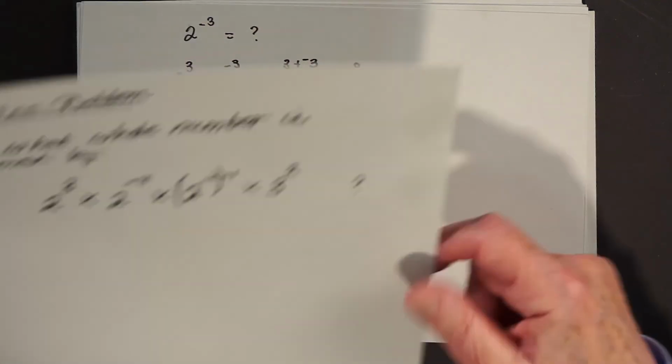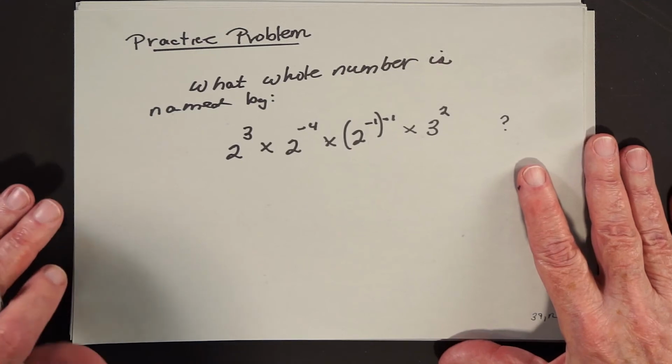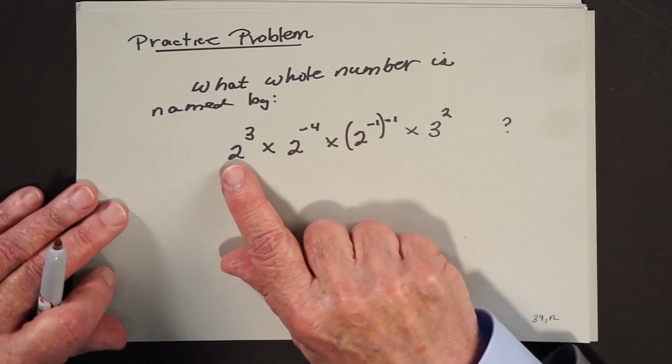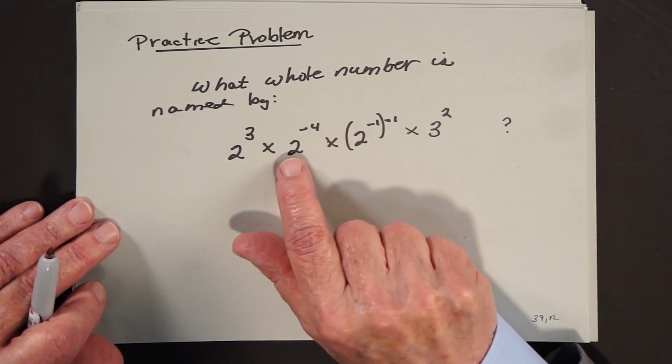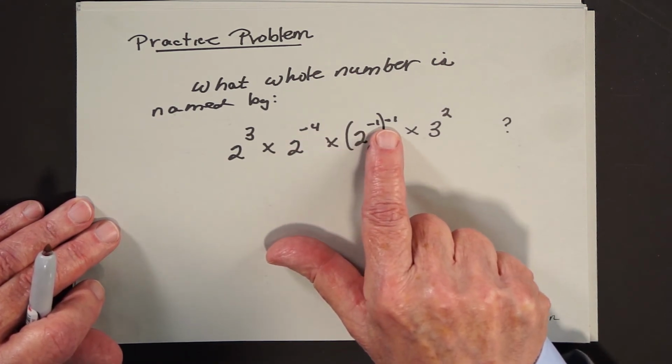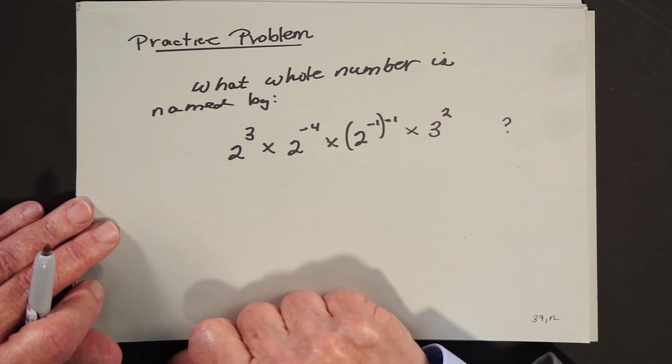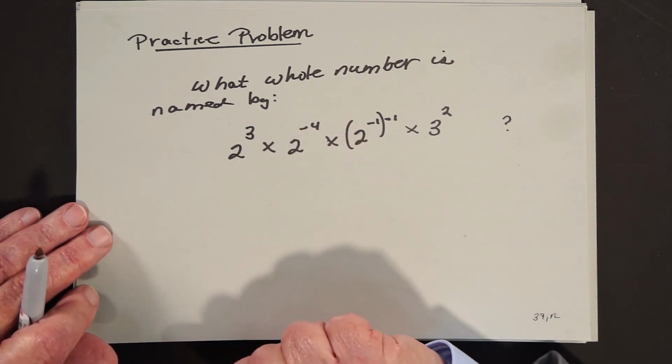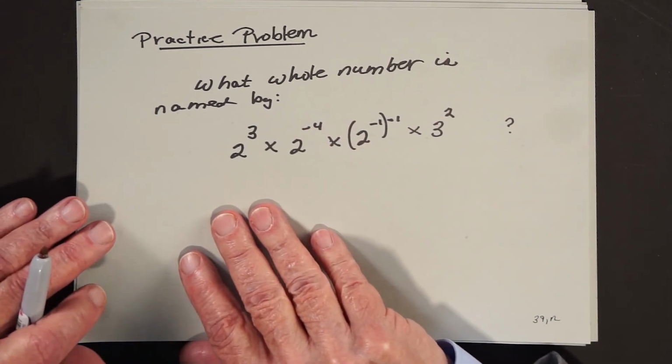And our final practice problem of our course is what whole number is named by 2 to the 3rd times 2 to the negative 4 times 2 to the negative 1 raised to the negative 1 power times 3 squared. Pause the video, work out the problem, and then come back and see our solution.